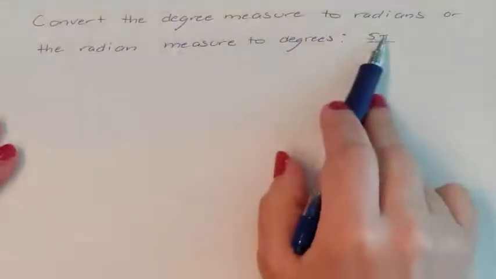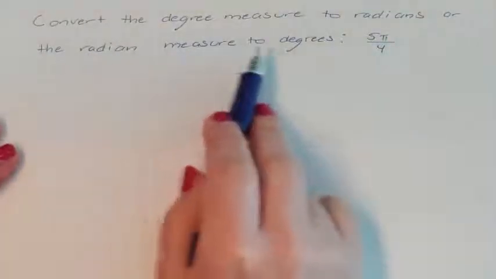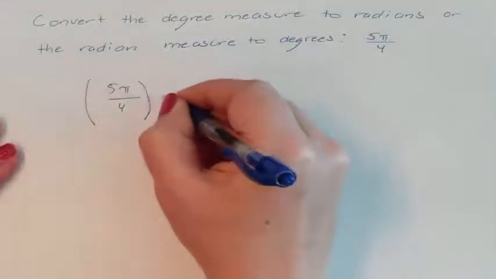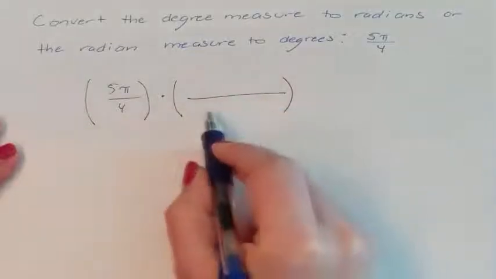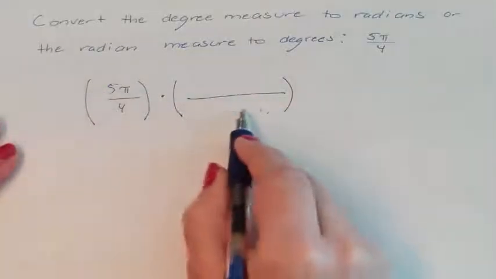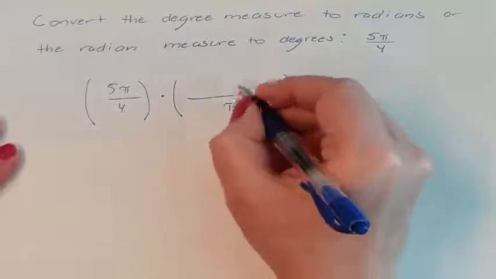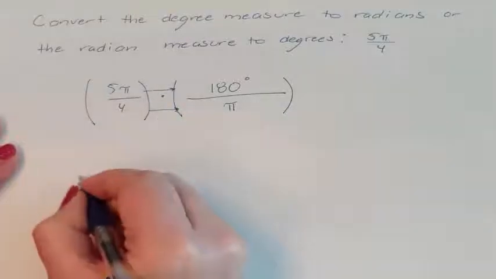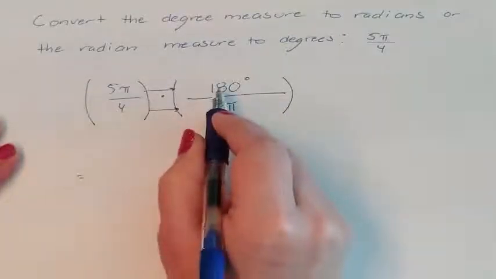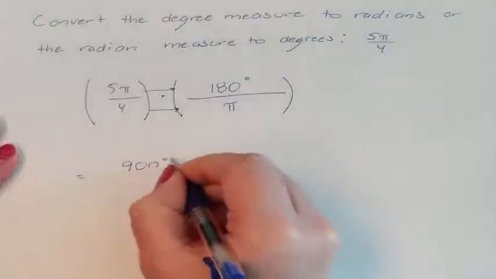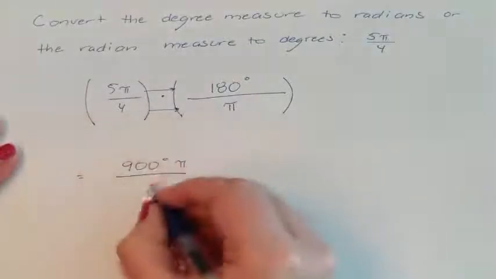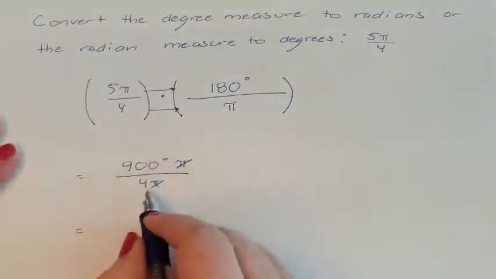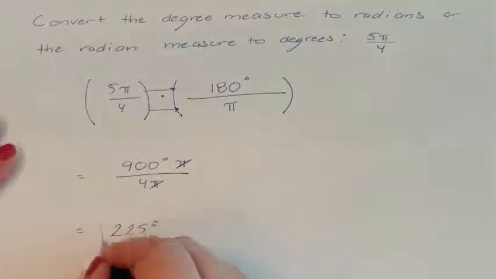I am given a radian measure because there's a pi in it, and they said to change the radians into degrees. So I am given 5 pi all over 4. I need to multiply it by the common ratio from the beginning. Since pi is in the numerator, I need the ratio that had pi in the denominator, which means the 180 degrees is going to be in my numerator. I multiply my fractions straight across. So 5 times 180 degrees gives me 900 degrees times pi all over 4 pi. Pi divided by pi is 1. So I have 900 degrees divided by 4, which gives me 225 degrees.